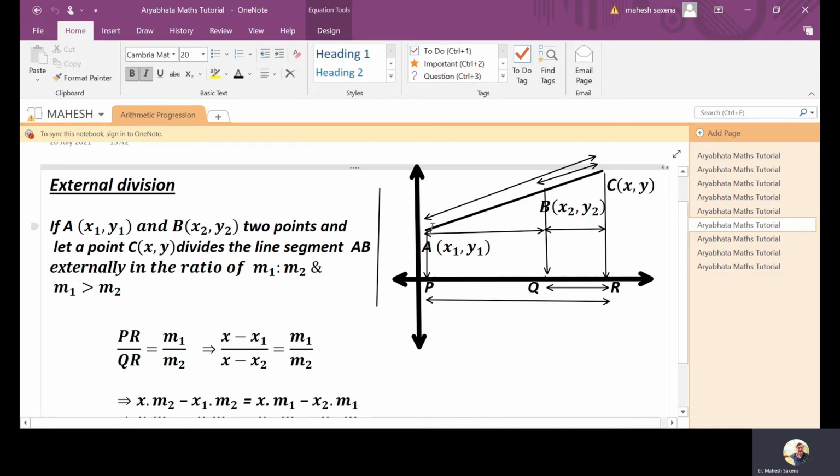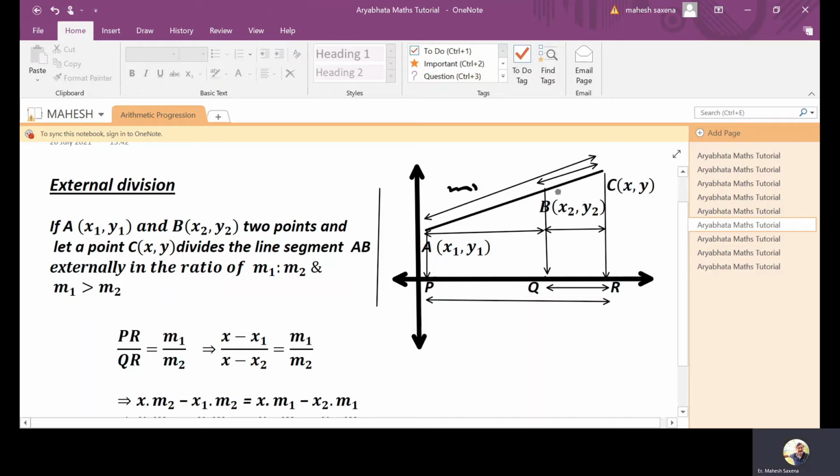Let point A be here, whose coordinates are x1, y1. B is here, whose coordinates are x2, y2. This point is C, which divides the line segment AB externally at point C in the ratio m1:m2, that is, AC is equal to m1 and BC is equal to m2.